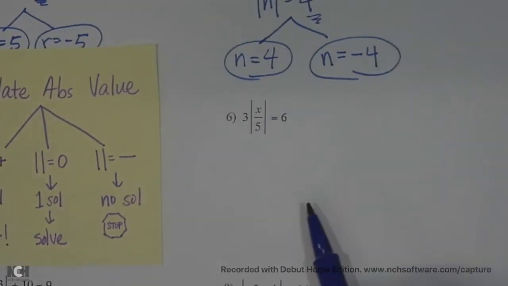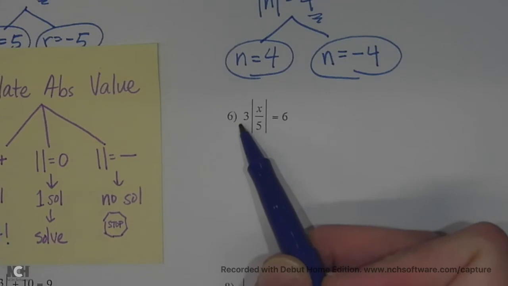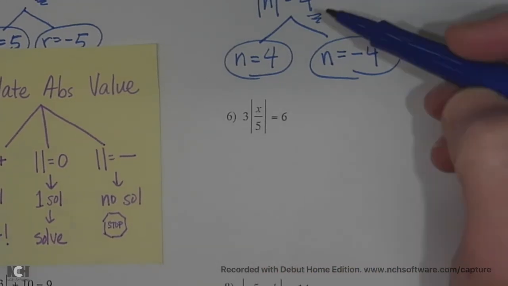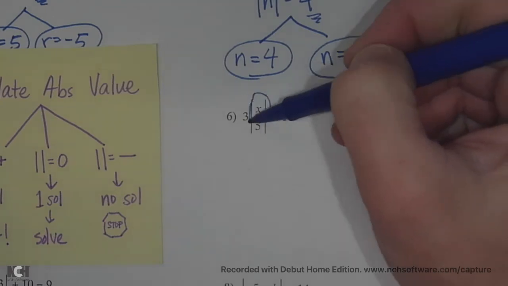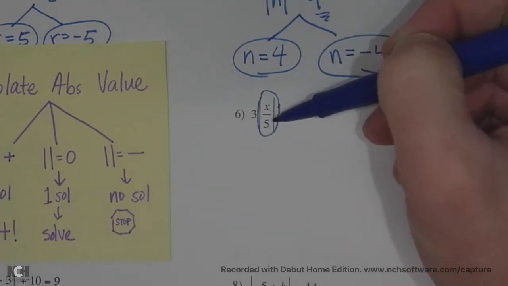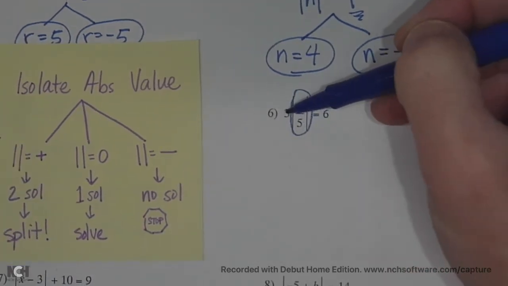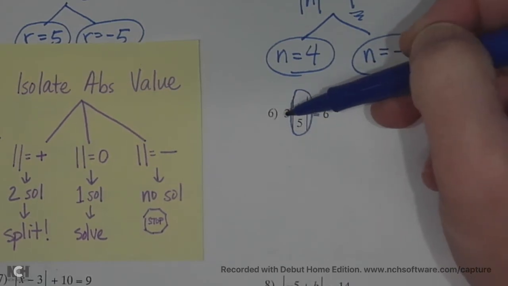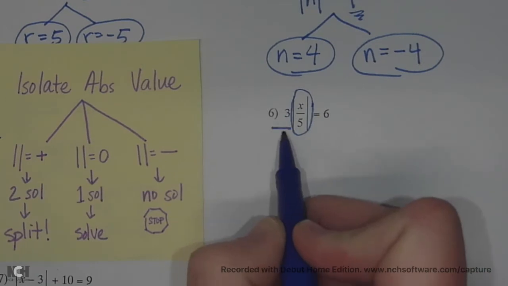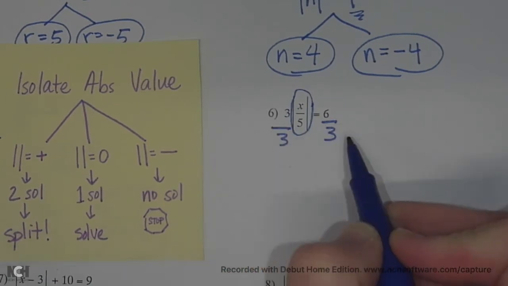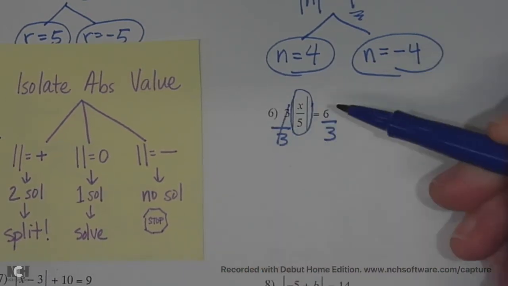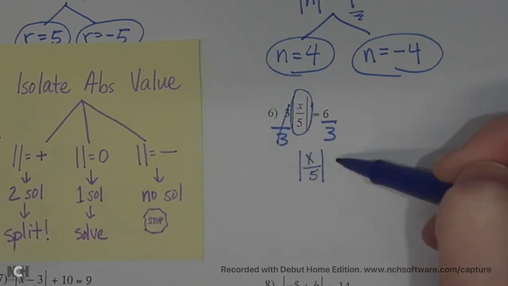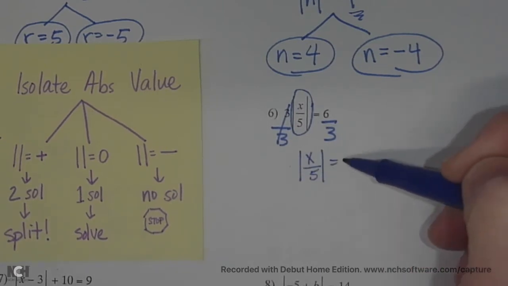Okay, so here in number 6 we have 3 times the absolute value of x over 5 equals 6. So again, we need to get the absolute value part by itself. That's this part right here. And we're going to do that by getting rid of the 3. Right now the 3 is multiplying by the rest of this, so we need to get rid of the 3 by doing the opposite, which is division. So let's divide by 3 on both sides. That makes this 3 go away. We're going to bring this down. You still have your absolute value bars at this point. Let's see, 6 divided by 3 is 2.